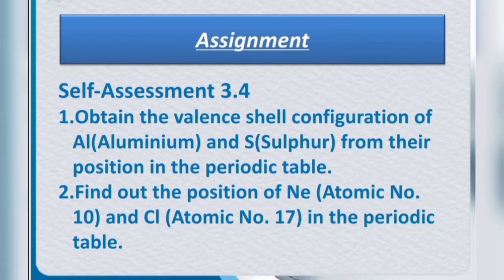Now students, here I have an assignment for you. You have to solve self-assessment 3.4. Question number 1. Obtain the valence shell configuration of aluminium and sulfur from their position in the periodic table. Question number 2. You have to find out the position of neon, atomic number 10, and chlorine, atomic number 17, in the periodic table.